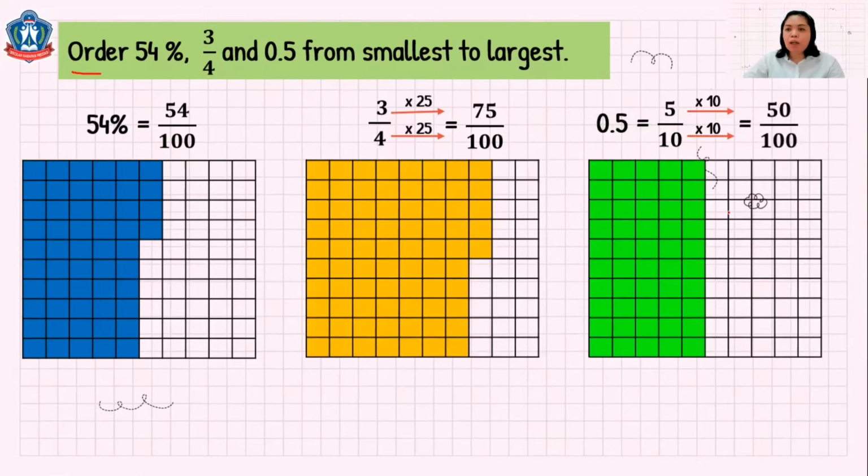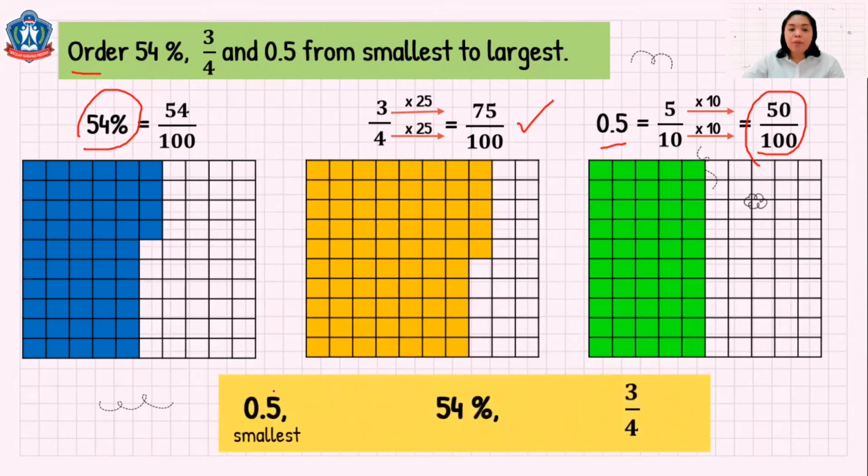So which one is the smallest, do you think? Yes, it's the 50 hundredths or 0.5. So the next one is the 54 hundredths or the 54%. And the largest is the 75 hundredths or the 3/4. So if we order them, the smallest is the 0.5, followed by 54%, and the largest is the 3/4. Okay, so that's how to compare and order fractions, decimals, and percentages.